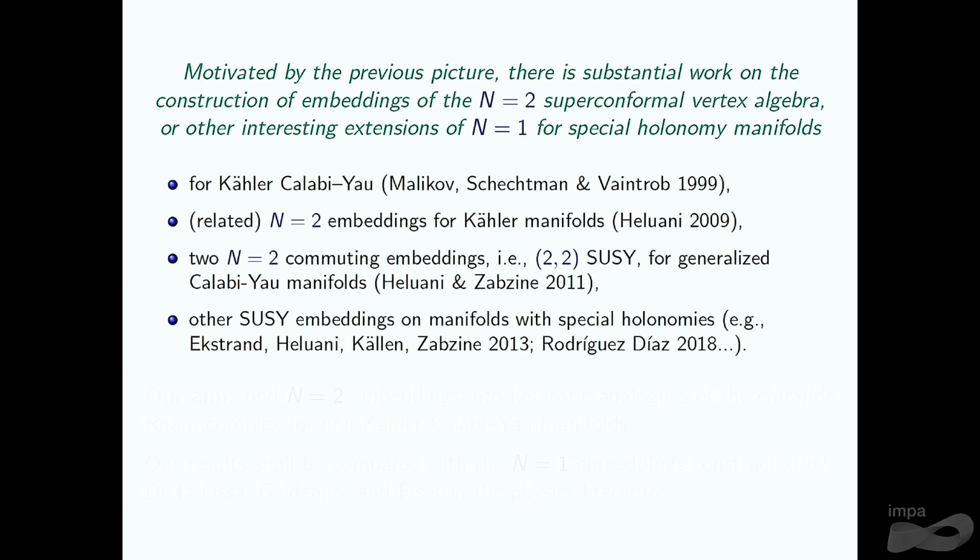Okay, so motivated by the previous picture, and the previous picture is long ago. The previous picture means this construction of characters associated to Calabi-Yau's, elliptic genus, etc. There has been a lot of work in understanding embeddings of the N=2 vertex algebra in the chiral de Rham, and there is substantial work in the literature, mainly thanks to Heluani, Szczesny, and their collaborators. And also, of course, starting with the seminal work by Malikov, Schechtman, and Vaintrob on Calabi-Yau's.